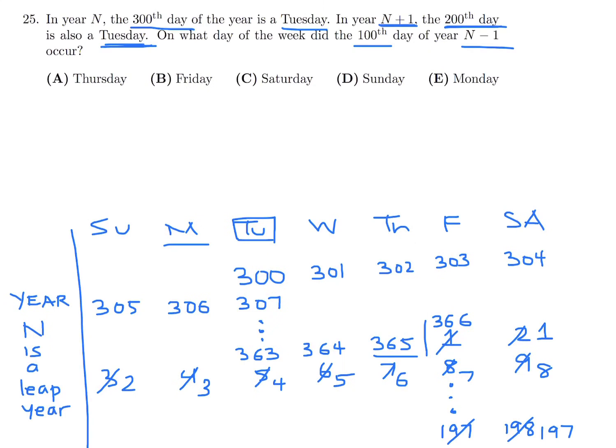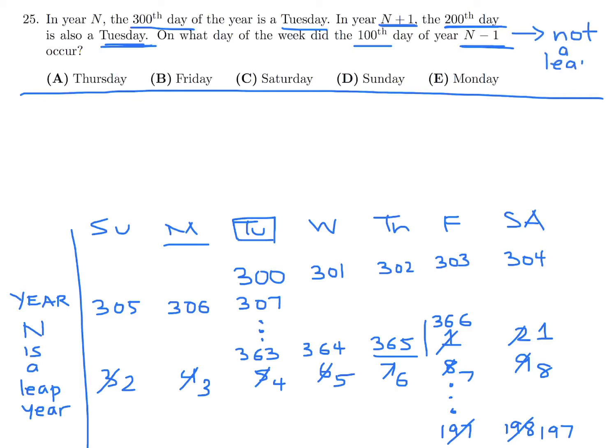Now we got the second part of the question, which is what day of the week is the 100th day of year n minus 1? All right, so now we got to go backwards. Well, the good news is that year n is a leap year, so year n minus 1 is not a leap year, because leap years come every 4 years. So n minus 1 has a standard 365 days. So now we got to work backwards from 300.